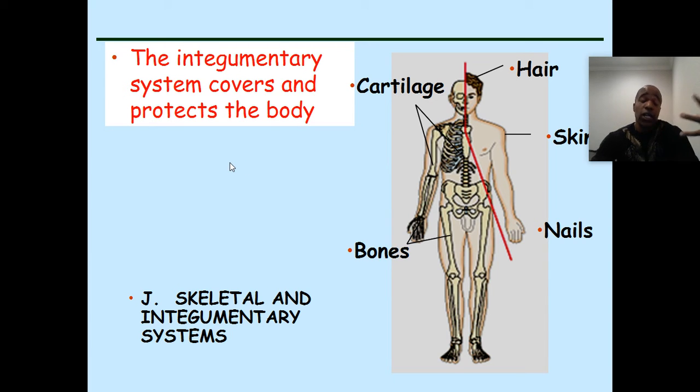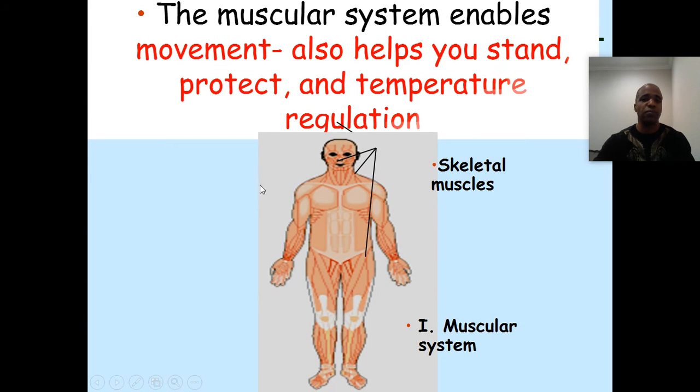That is your hair, your nails, your skin. Other parts of the inside are the skeletal system, composed of bone and cartilage. The muscular system enables movement, also helps you stand, protects you, and helps with temperature regulation. The muscles of your skeleton help you to move, but they also help maintain your body temperature.